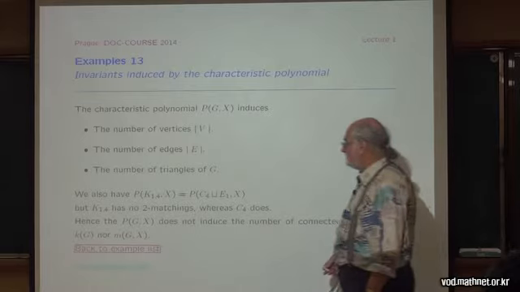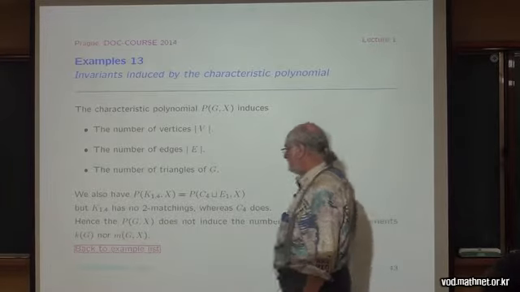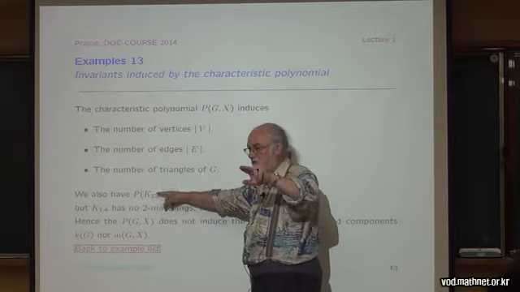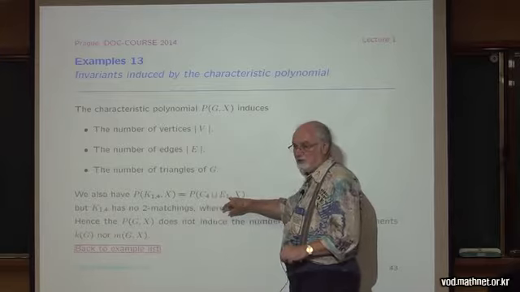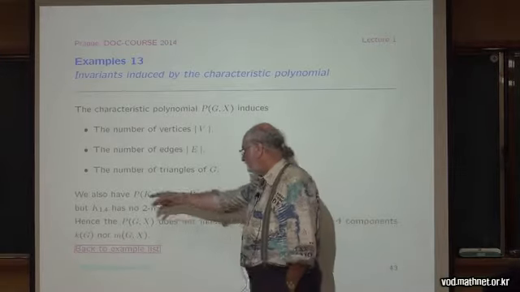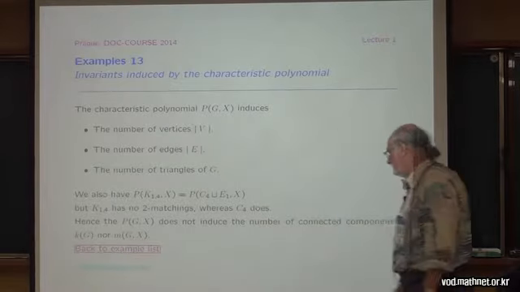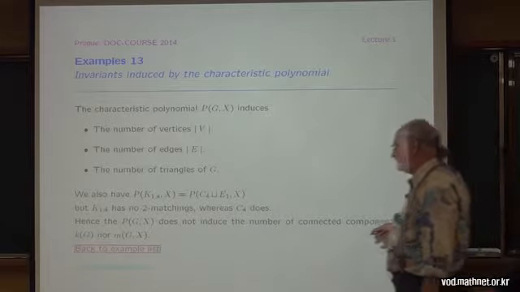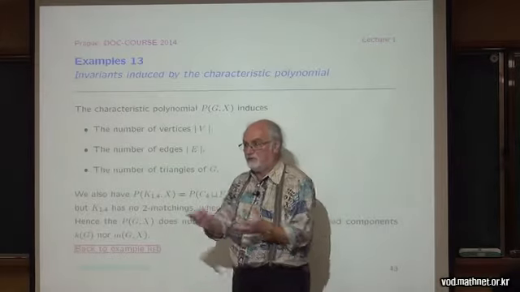So here I want to show you that the characteristic polynomial does not determine the matching polynomial. Here is an exercise. You can see that the characteristic polynomial of the complete bipartite graph K 1,4, with one vertex on one side and four on the other, gives the same value as the disjoint union of a four cycle and a single vertex, edgeless. But K 1,4 has no two matchings, whereas C 4 does. Hence the characteristic polynomial does not determine the number of connected components, nor does it determine the matching polynomial. Okay, so you can see, to show this negatively, you have to find graphs on which you can distinguish.